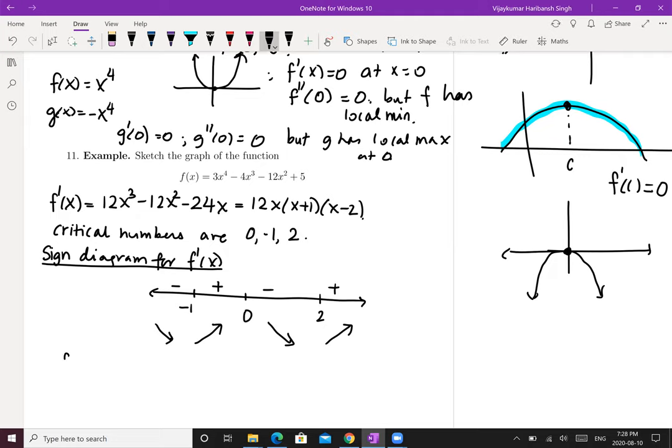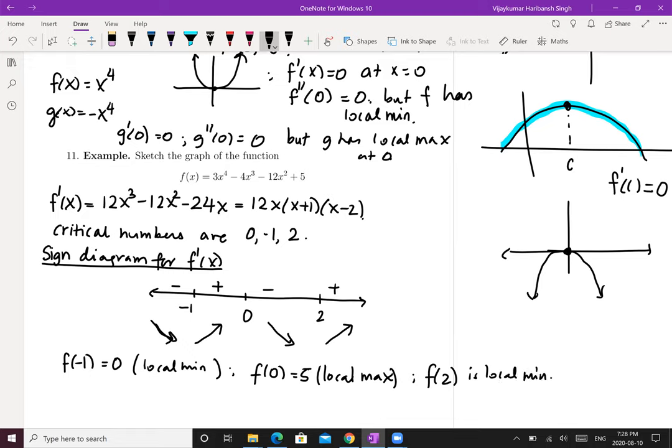And we have f of minus 1, which was 0, is a local max. F of 0, which was 5, was a local min. So f of minus 1 was a local minimum, right? Because the sign is changing from negative to positive, so it's going to be a local min. F of 0 is a local maximum. And f of 2 is a local minimum. And not only that, we found out what these values were. This value was equal to 0, this was 5, and this was minus 27.